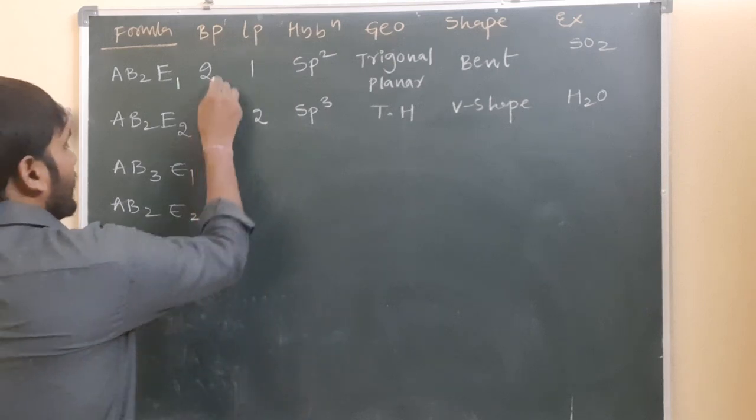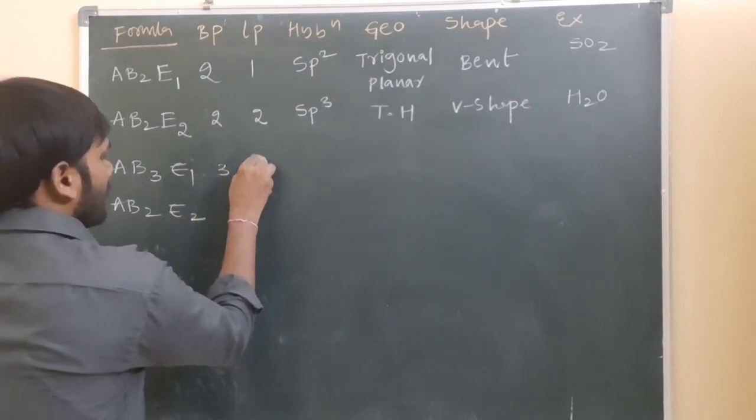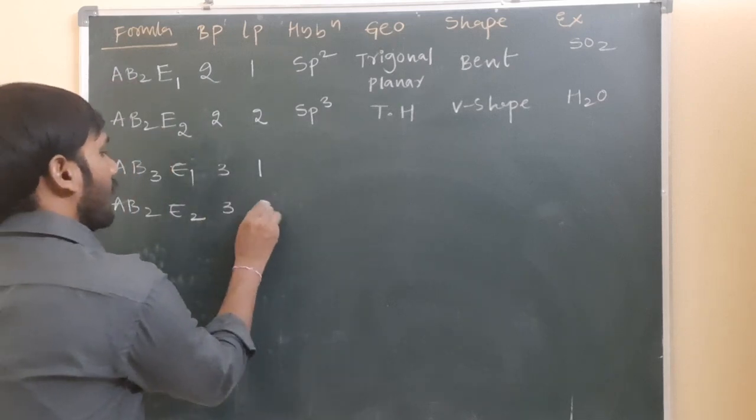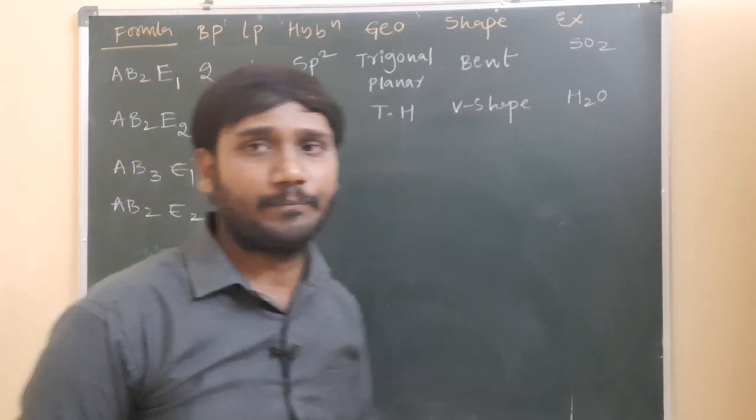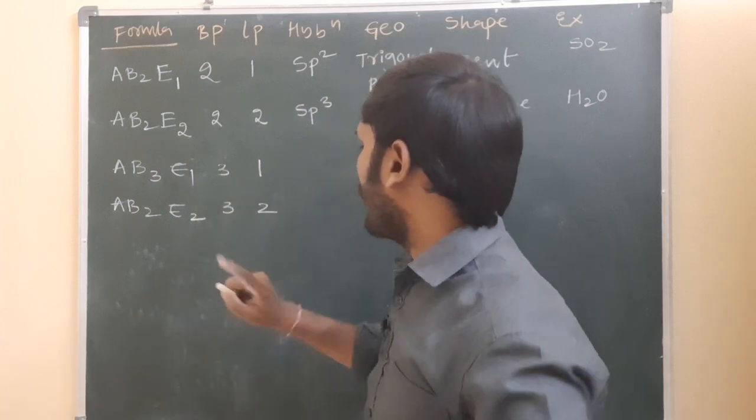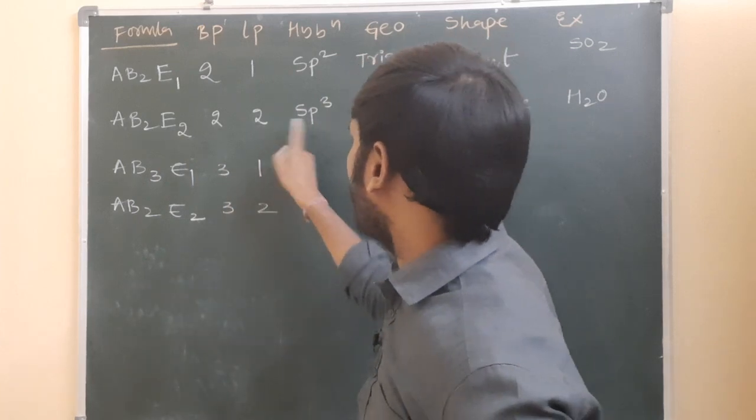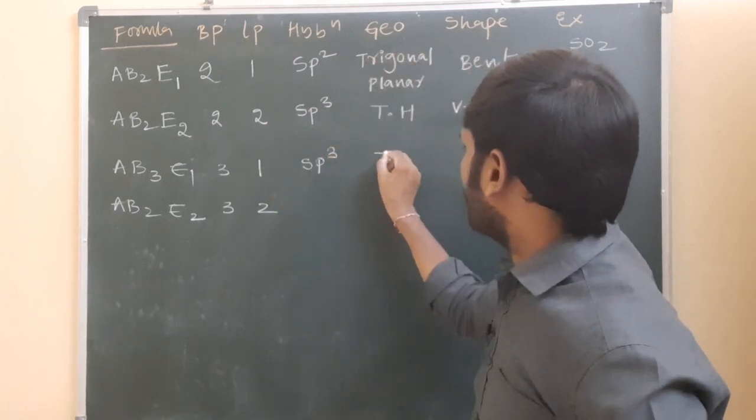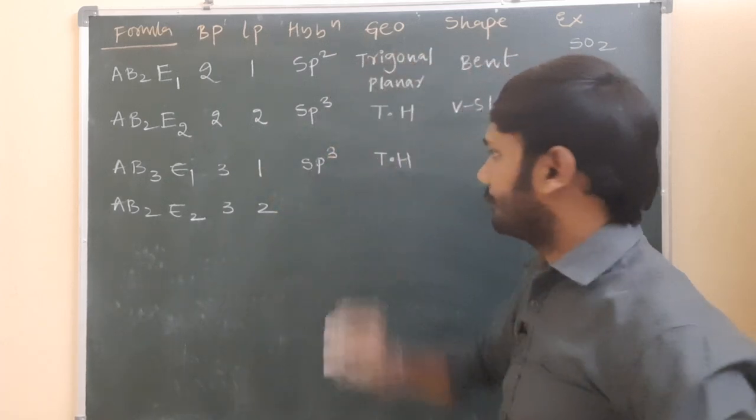Let us see. AB3E1 is nothing but 3 bond pairs, 1 lone pair. AB3E2 is nothing but 3 bond pairs, 2 lone pairs. Next, 3 bond pairs plus 1 lone pair, 3 plus 1, is 4. 4 means sp3 hybridization, and sp3 hybridization means the geometry is tetrahedral.